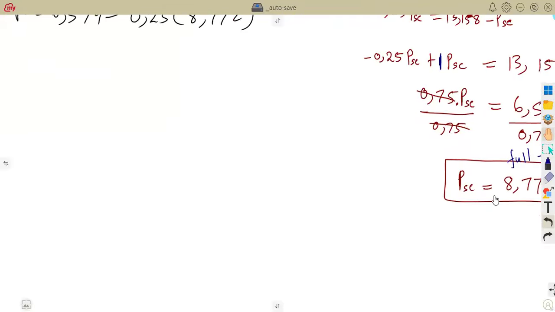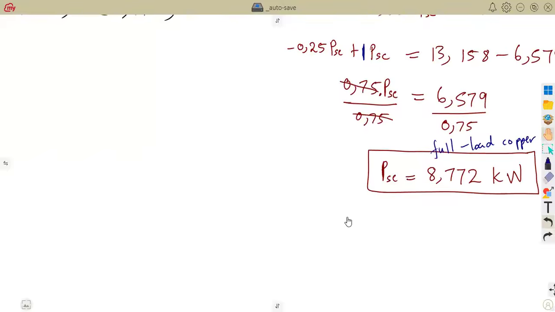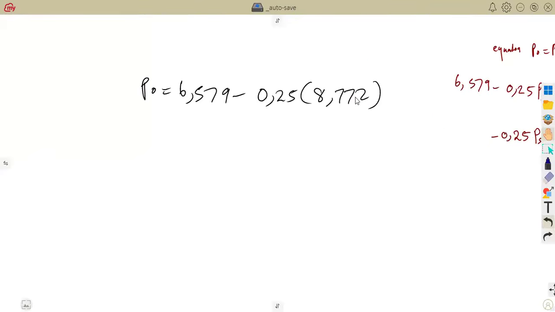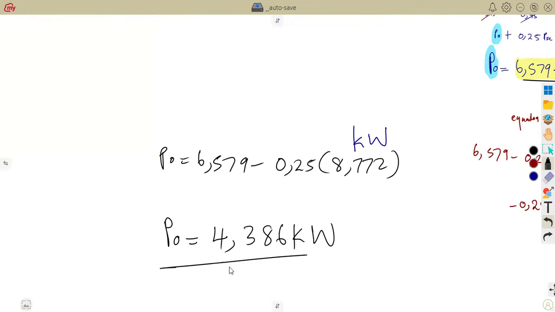8,772 in kilowatts. So if it is in kilowatts, it means our open circuit, the one that we are calculating now, is also in kilowatts. So that's 4.386 kilowatts. That was it for our iron losses. This is what you're going to have.